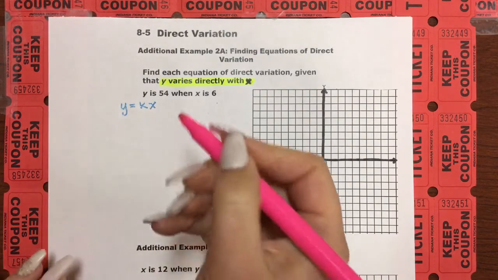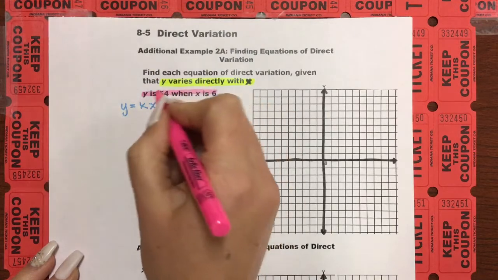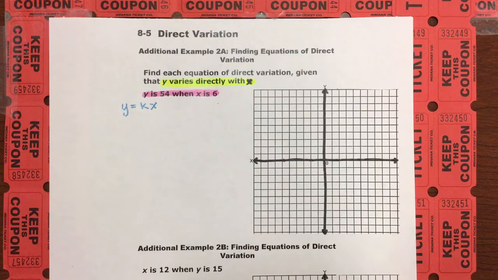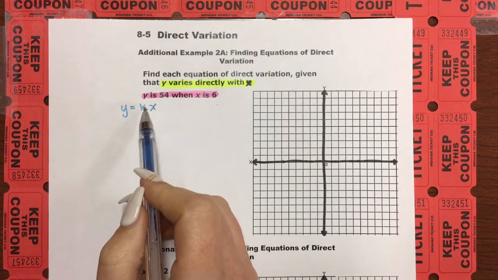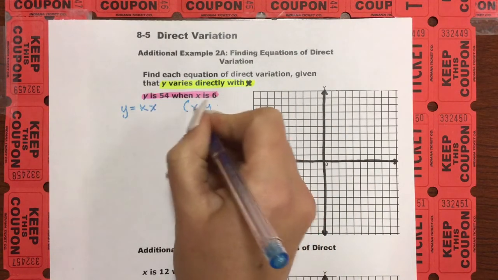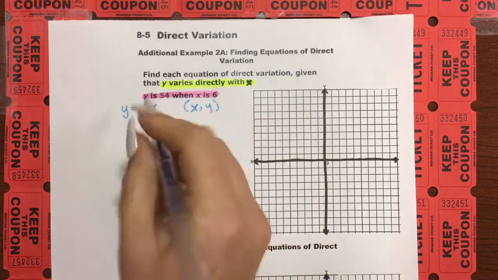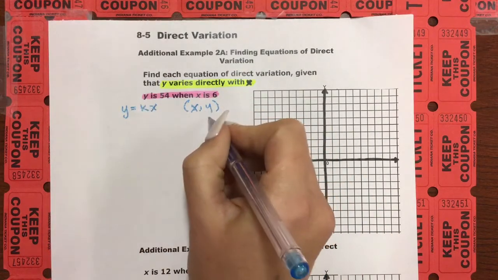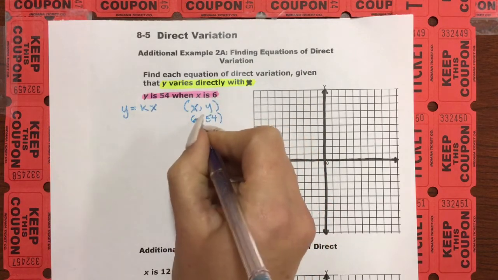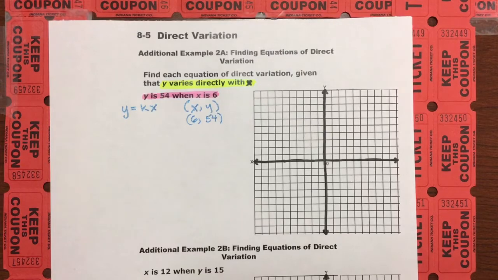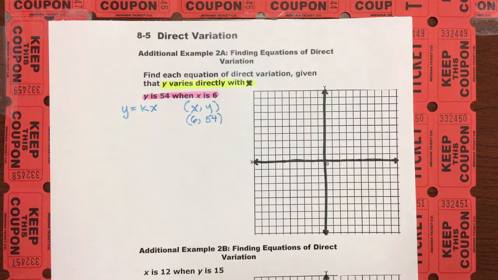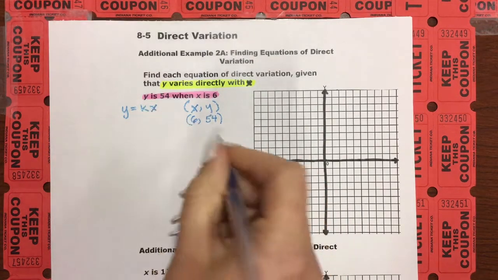Now there's this other bit of information. It says y is 54 when x is 6. What that is, they're actually giving you a point which is going to be on this equation. So the point is (x, y). And so you just go ahead and plug that in. So y is 54, and x is 6. And that is the point. To figure out what this equation is, we know that this point is in this equation, so we're just going to substitute it in.